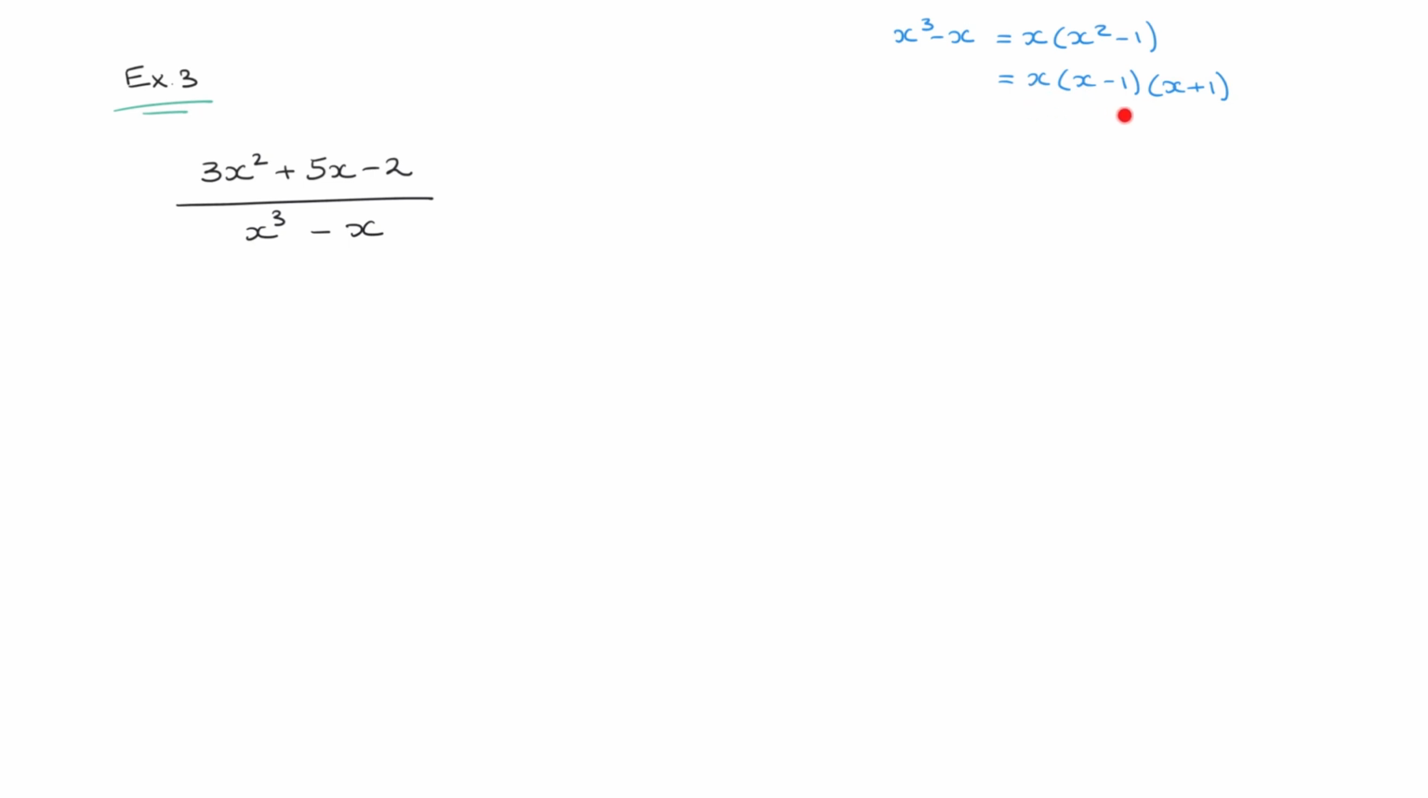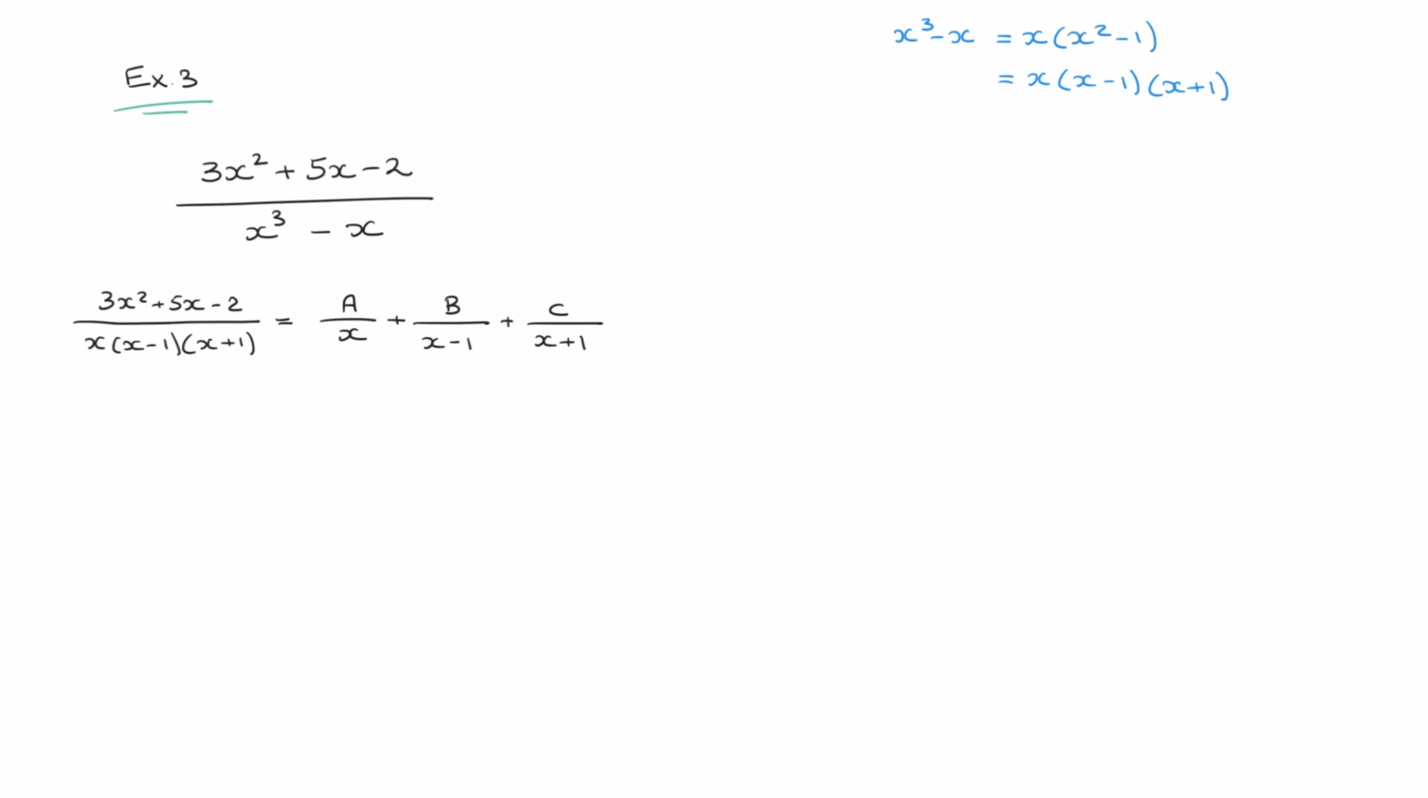Okay, now that we've got this result, we can go ahead and state that this entire fraction is the same thing as 3x squared plus 5x minus 2 over x times x minus 1 times x plus 1. And so following the pattern that we had in the previous two examples, we can go ahead and state that this should equal some number a over x plus another number b over x minus 1 plus a third number c over x plus 1. All right, now don't let the fact that we have three fractions here intimidate you in any way. The method is still the same.